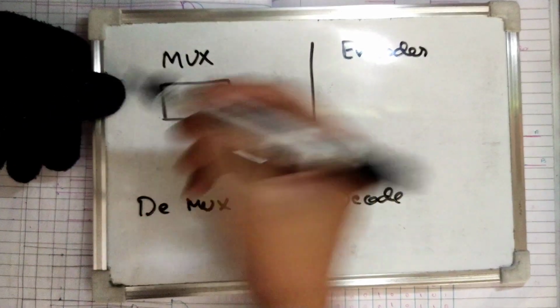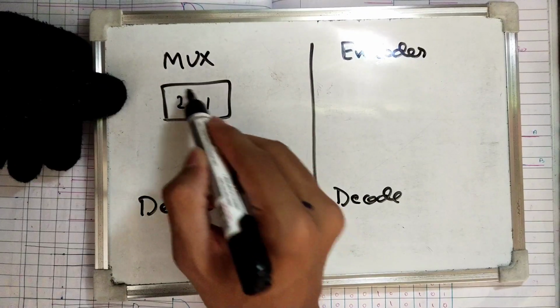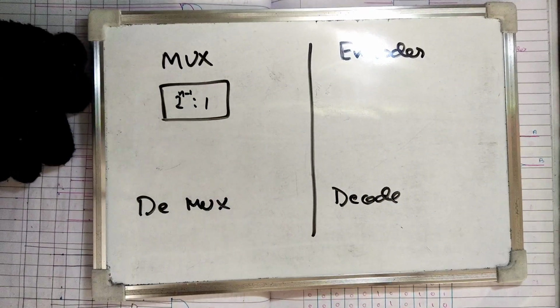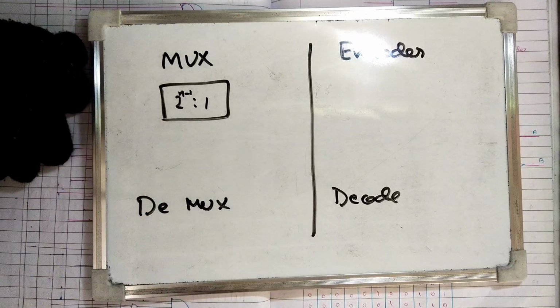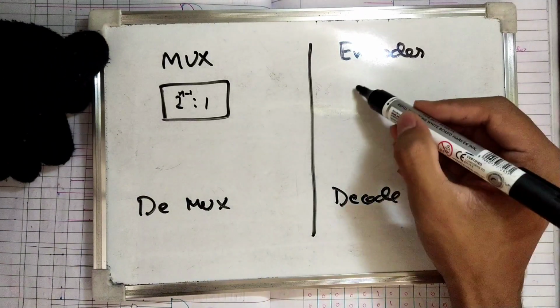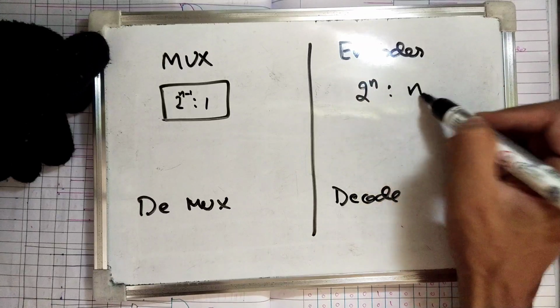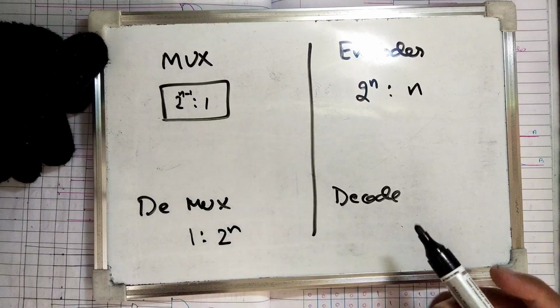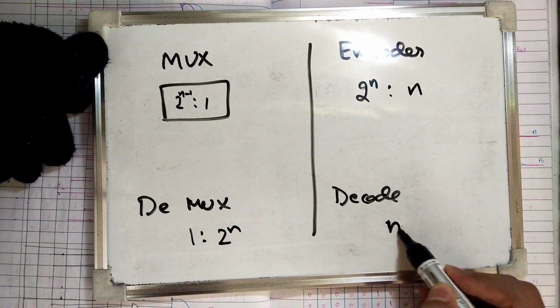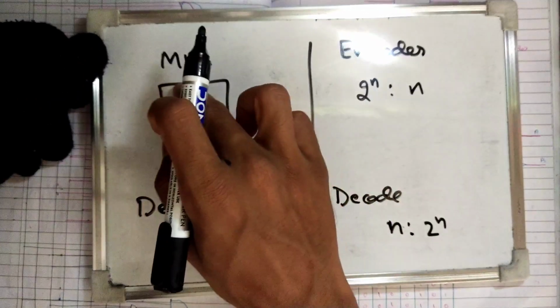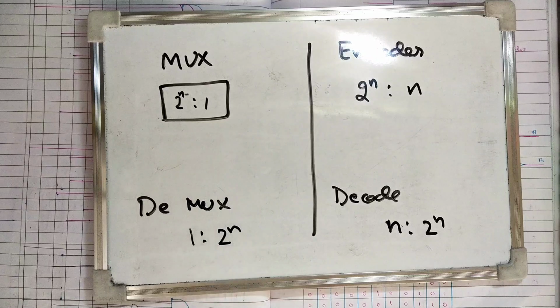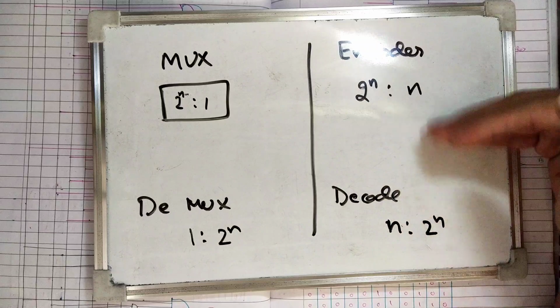So what we had here was 2 power n minus 1 to 1, which is basically 2 power n to 1 itself, but to understand we write it like this, because the variables will take one number extra. And here we have 2 power n to n; instead of 1, n is happening. In demux we have 1 to 2 power n, so here it will be n to 2 power n. Instead of 1 you will have n. So what increases is only your input lines and output lines, vice versa.